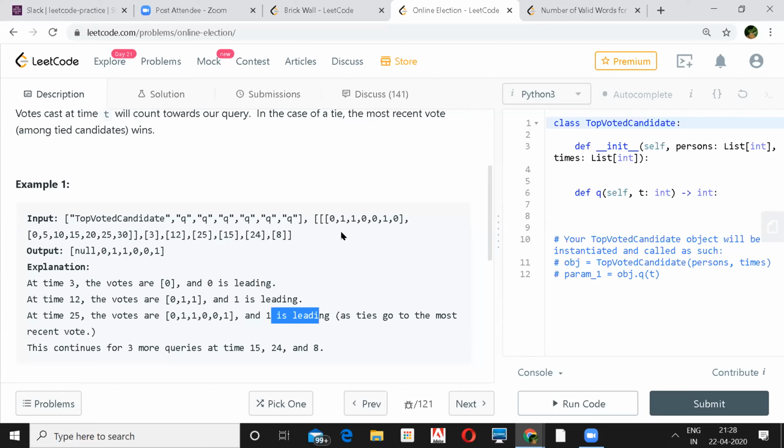Yeah, makes sense. We need to go and check at the 3rd minute how many voted. By the 3rd minute, only 1 person voted. By the 12th minute, only 2 persons had voted by that time. 3 persons voted by that time. Yeah, 3.